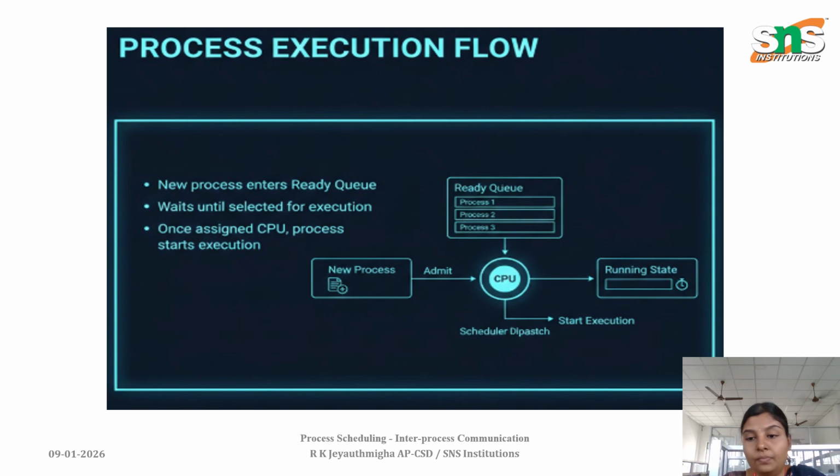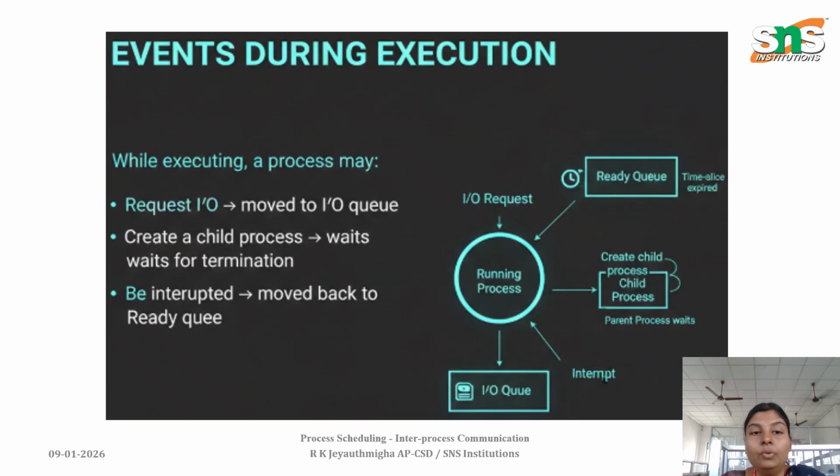Process execution flow: a new process enters the ready queue. It waits until selected for execution. Once assigned the CPU, the process starts execution. While executing, a process may request an input or output resource. It is moved to the input or output queue. It may create a child process and wait for its termination, or if interrupted, be moved back to the ready queue.